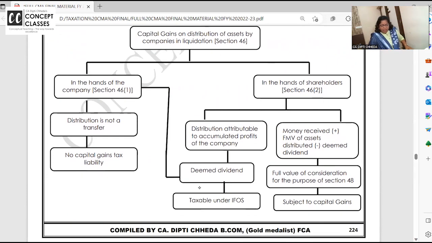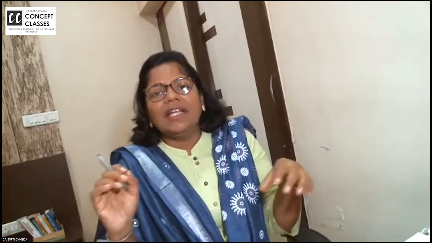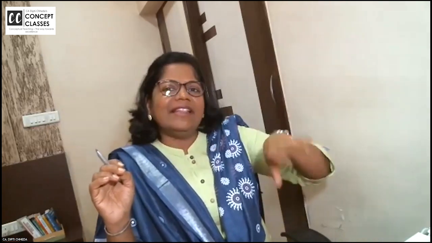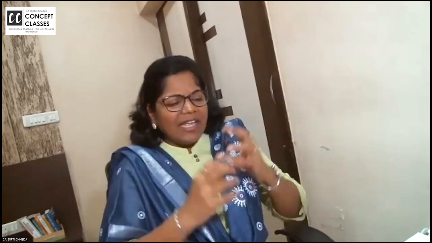Now, capital gain on distribution of the assets by company in case of liquidation to shareholder. This is a very beautiful concept covering up your deemed dividend from income from other sources and other everything in the capital gain. Ma'am, capital gain chapter we have done in Inter. Why we are doing it here? We are in business restructuring.